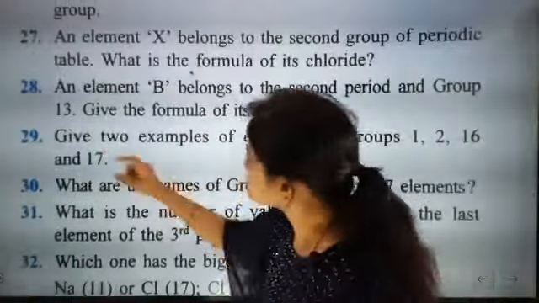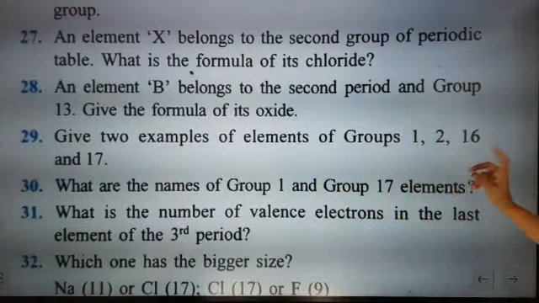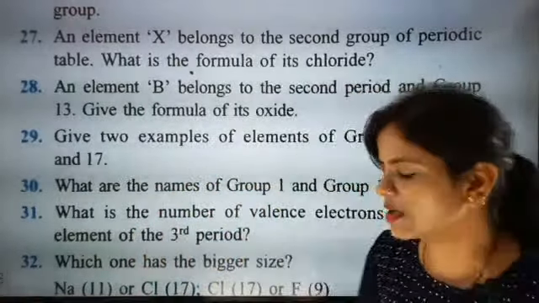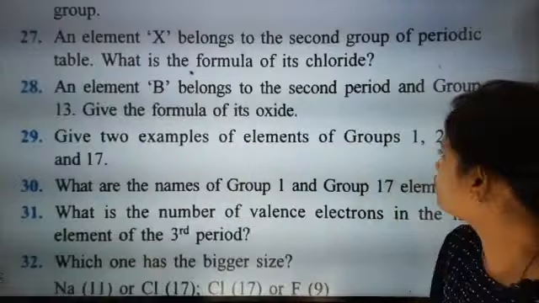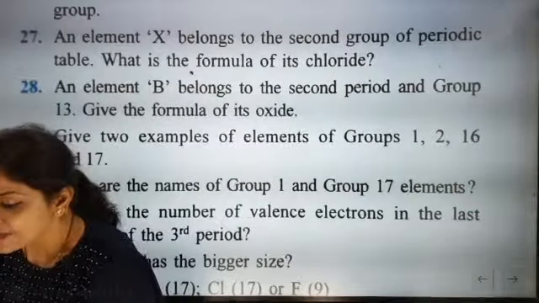So now look here. Next, give two examples of elements of group 1, 2, 16 and 17. You have to tell the names of these elements. Come on, identify the elements. Give two examples of elements of group 1.